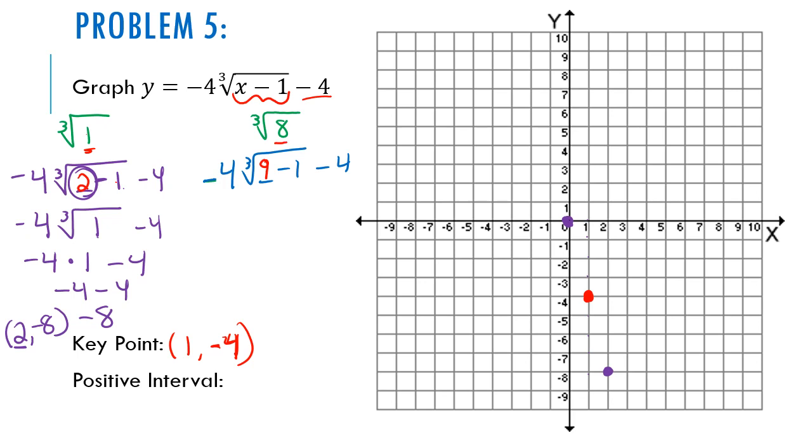So now I have the negative 4 cube root. That's the cube root of 8. Cube root of 8 is 2. We have our times negative 4 in front. That's going to give me negative 8 minus 4, which is negative 12.